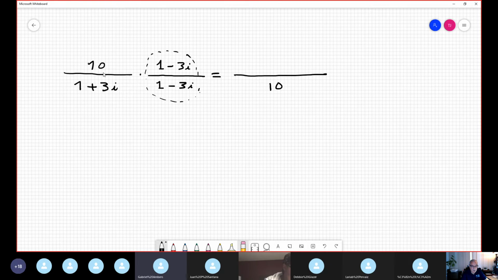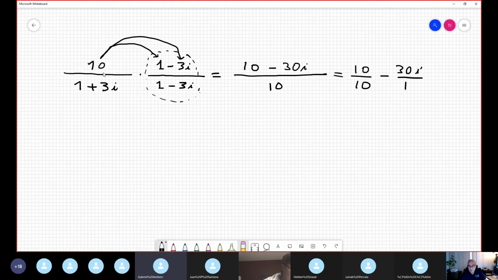Now the top part is easy because it's no FOIL. It's the distributive property because 10 is a monomial expression. 10 times 1 is 10. And 10 times 3 is 30. All right, I leave it like that? No, of course. You split this common denominator: 10 over 10 minus 30i over 10. 10 over 10 is 1. And 30 divided by 10 is 3. And the answer is 1 minus 3i.